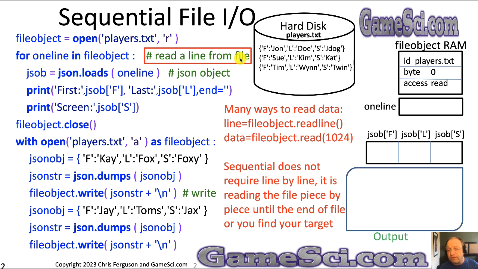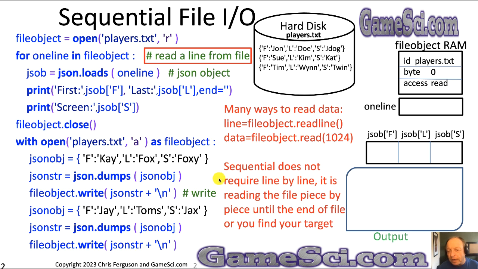Let's read a line from the file. There are many ways to read data. I could say line equals file object.readline. Notice there's no S on this. I'm going to read one line from the file object. Data equals file object.read(1024). I want to read 1024 bytes from a file. There are many different ways to read data. This example is just one way to read data from a Python file. There are several. We've already looked at two or three different ways at this point. This is a third way. I'm telling you right now, there's a fourth and a fifth and a sixth way to read data from a file.